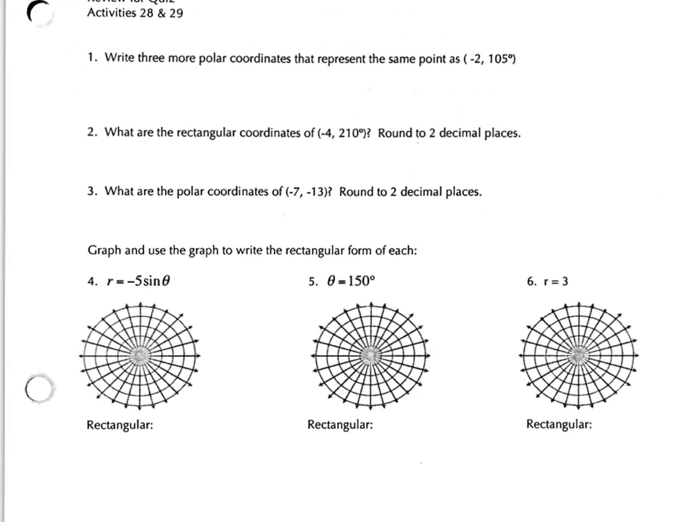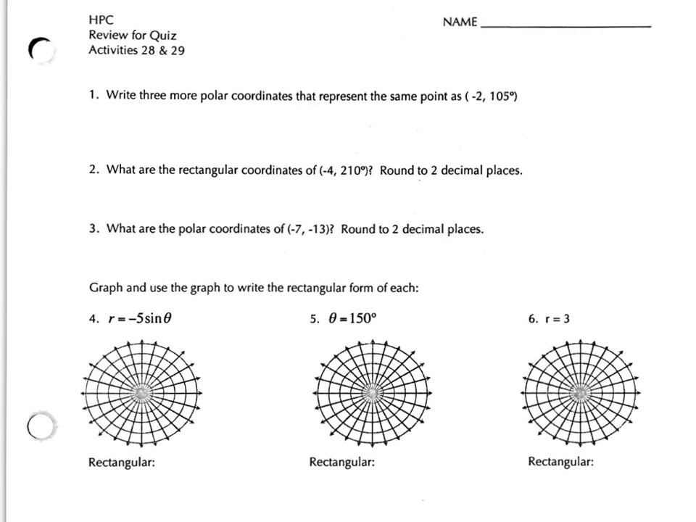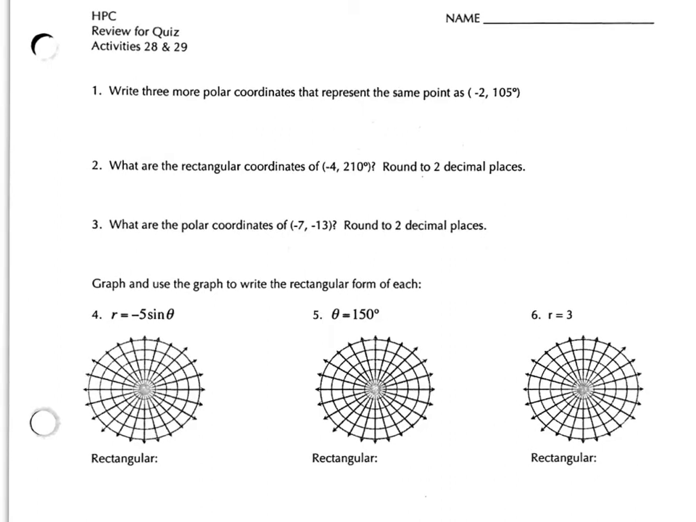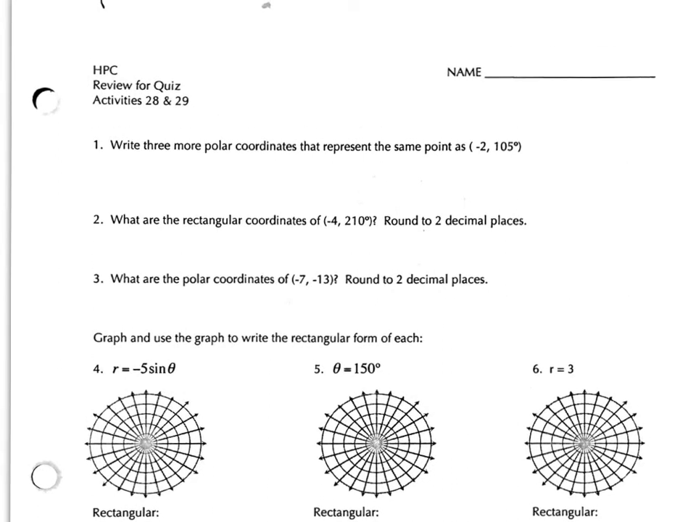Quiz review for polars, which is activities 28 and 29. There are 16 questions on the quiz. Those 16 questions contain some graphs, there are 3 true and false, and there's 1 multiple choice. You will be asked to draw 3 graphs.